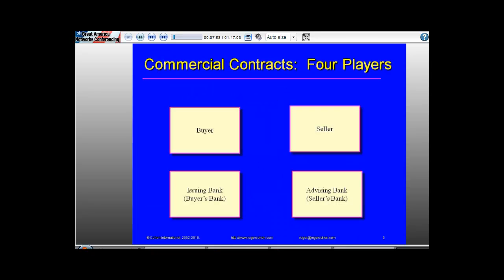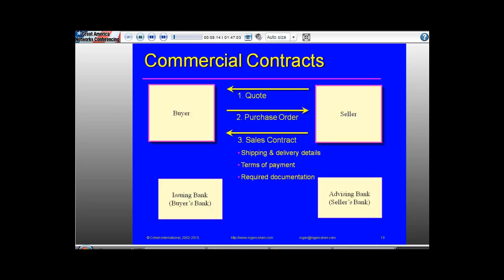In commercial transactions, that is in the contracts, we have 4 players, as you can see. We have the buyer and the seller, of course. The buyer has a bank, it's called the issuing bank. The seller has a bank called the advising bank.